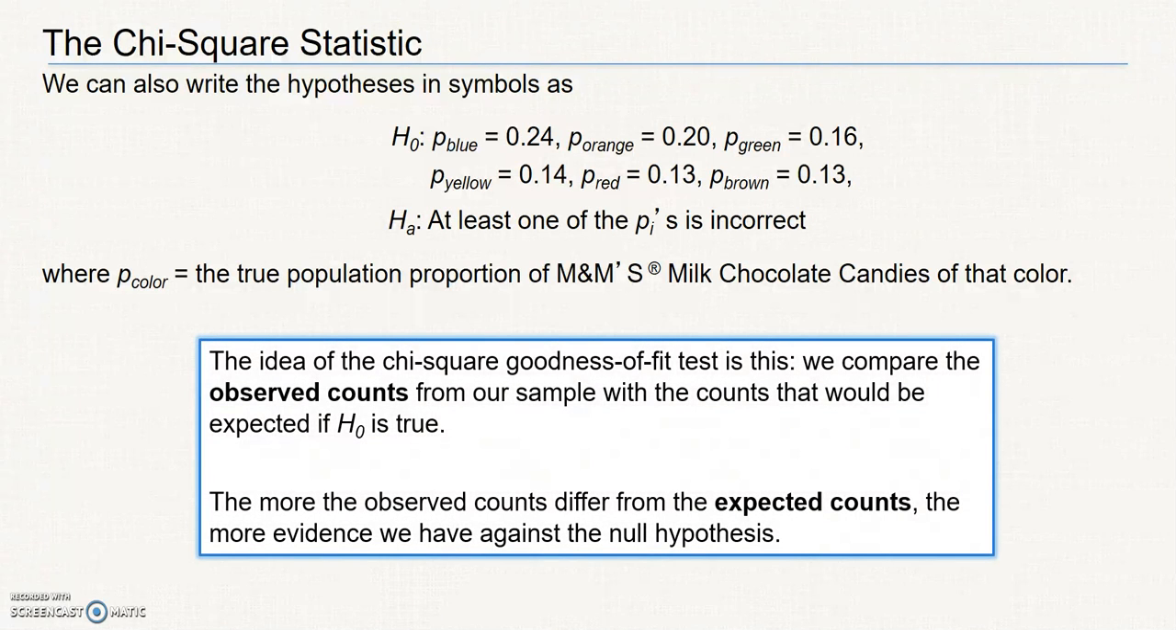The idea of the Chi Square Goodness of Fit test is we are comparing observed counts from our sample with the counts that would be expected if the null hypothesis was true. So if their proportions are true, how did the number of blues that we got compare to the number of blues we would expect to get? The more the observed counts differ from the expected counts, the more evidence we have against the null hypothesis.